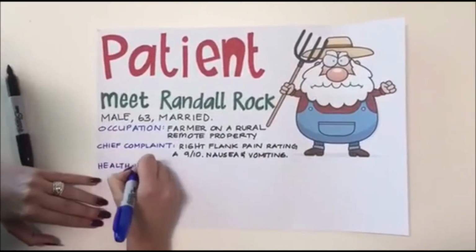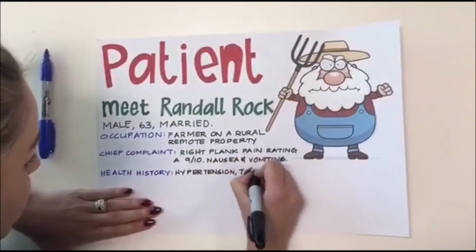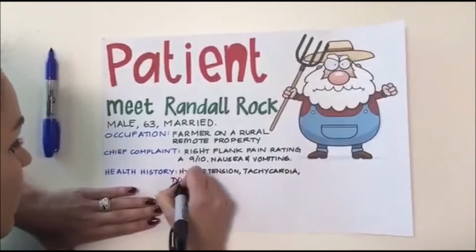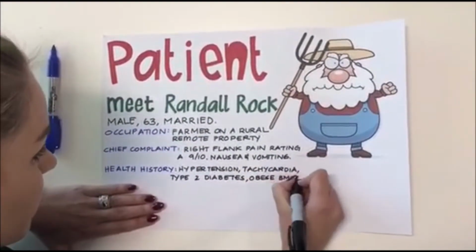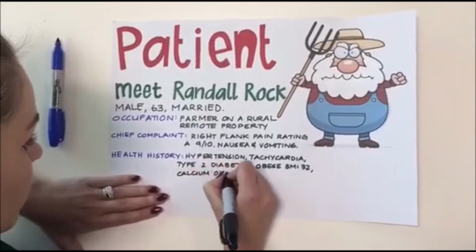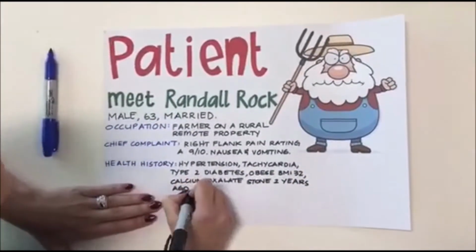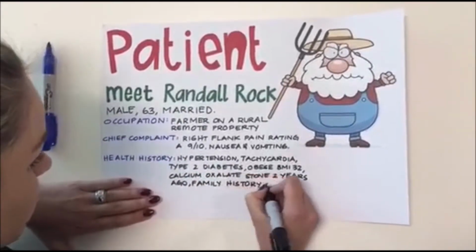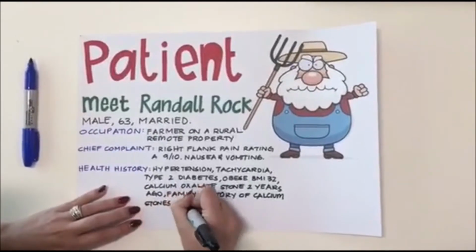After conducting a patient health history assessment, we found out that Randell has hypertension, tachycardia, type 2 diabetes, is obese with a BMI of 32, had a calcium oxalate stone approximately 2 years ago, a family history of calcium stones, including his father and twin brother, and that he has no allergies.